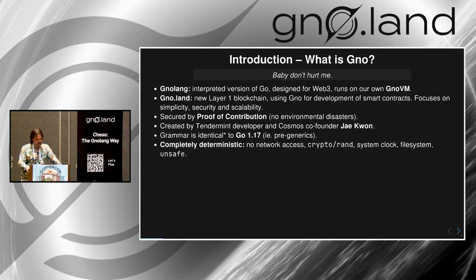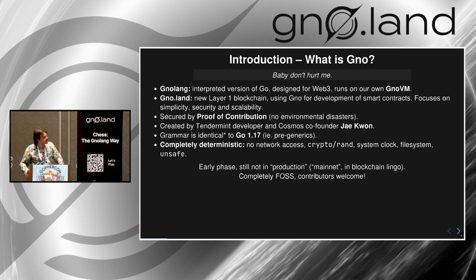And then, the grammar of the programming language is identical to Go 1.17, so we still don't have generics. We are still in talks and making decisions about what to do about generics. And as a last item, because of determinism, we can't have things you may be used to, like network access, file system, unsafe, or time.Now. We'll get into that, but there's a bunch of things that are a bit different from what you may be used to from working with Go.